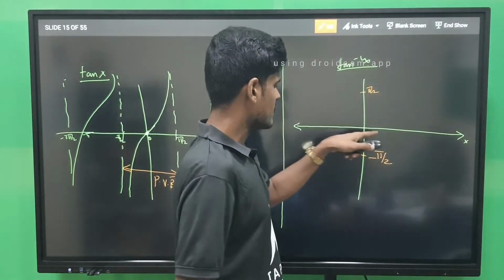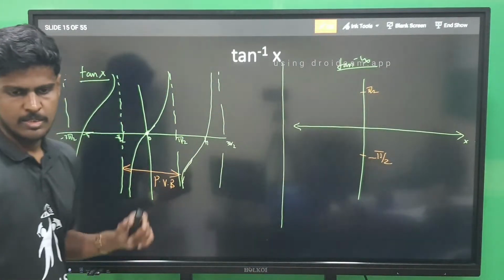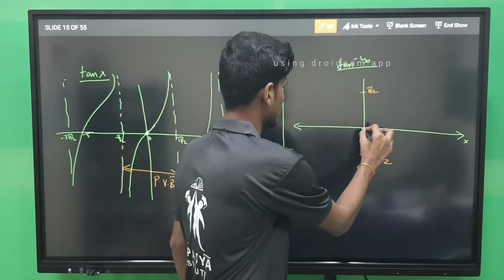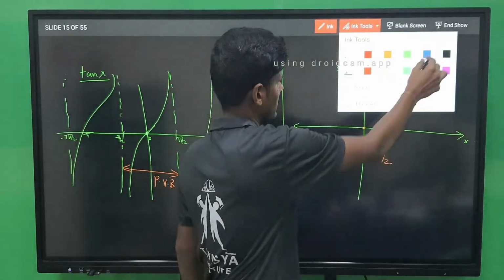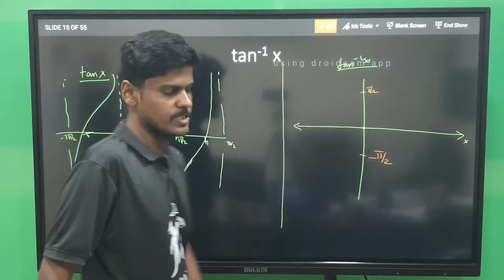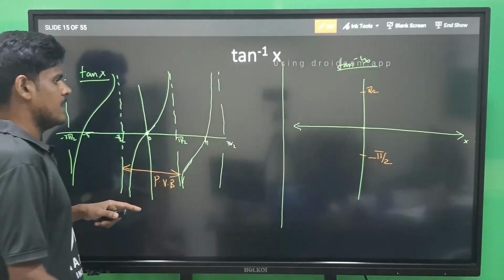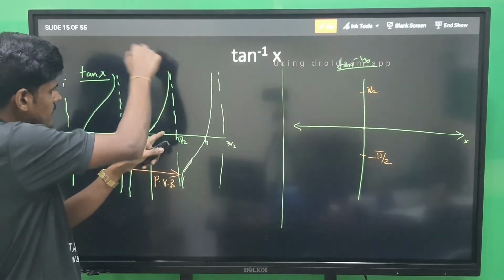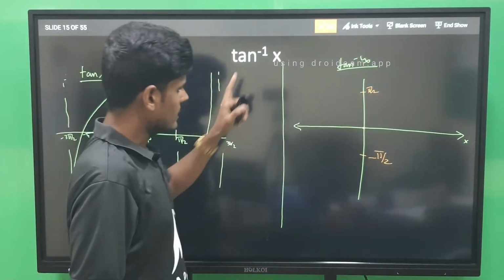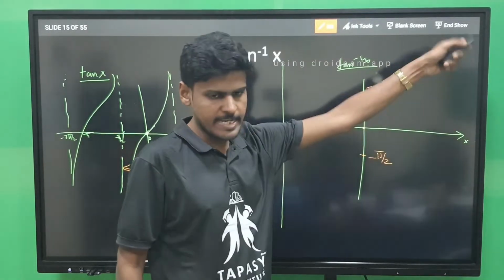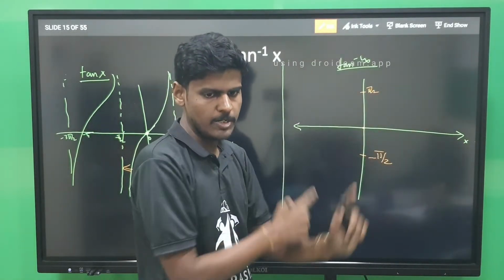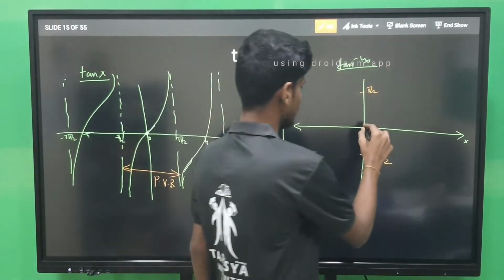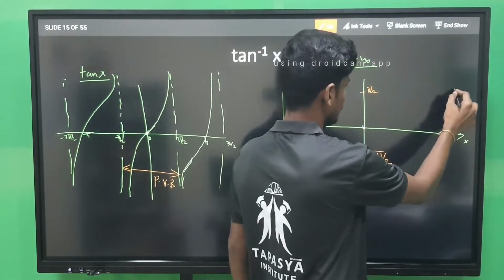Now what is tan 0? It is 0, that means tan inverse of 0 is also 0. So this point is fixed. Next, what we need to see? Tan of 90. Tan 90 is infinity. That means tan inverse of infinity is 90 degrees. Input becomes output, output becomes input. So tan inverse infinity is pi by 2.